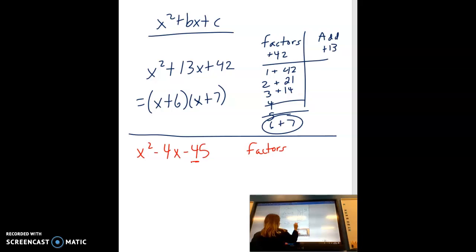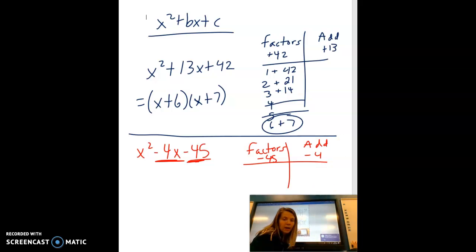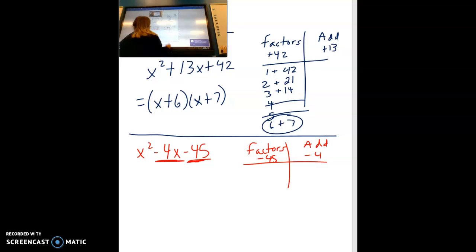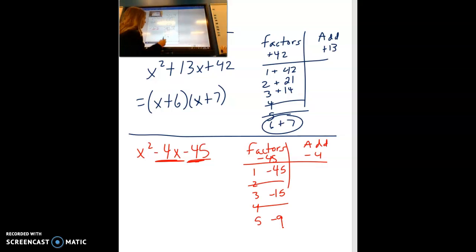So my factors of the last number, which is negative 45, have to add to my middle number, which is negative 4. Okay, so then from here, I need to come up with my list. So I divide by 1, 2, 3, 4, 5. And hopefully as you start making this list, you get quicker at understanding what works. So this gives me negative 45, negative 15, negative 9. You might have to keep going, but I'm going to stop here. I crossed out 2 and 4 because you cannot divide them.